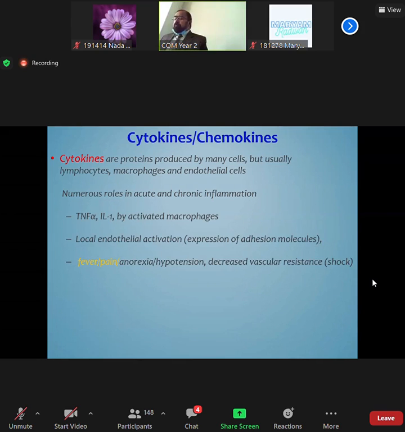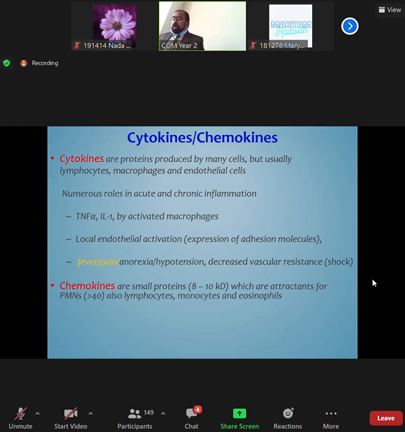So it causes local endothelial activation and expression of adhesion molecules. You all remember that they activate ICAM and VCAM integrins. It causes fever and pain, so you know it: fever and pain, anorexia, hypotension, decreased vascular resistance, shock. Now, chemokines are small proteins, smaller than the cytokines, 8 to 10 kilodaltons in weight, which attract neutrophils more than 40 times, right? Also lymphocytes, monocytes, and eosinophils.